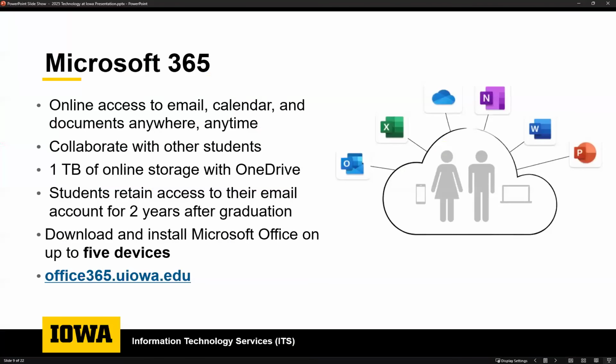And we want to make sure that they are checking their email now. So the URL on this page, office365.uiowa.edu, that is where they will log in, and they have access to all of the online versions of the Microsoft Office products. They'll have their email account in there.